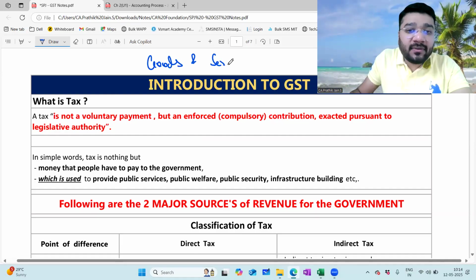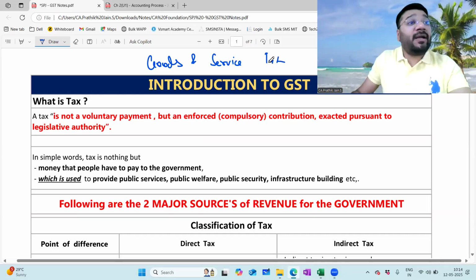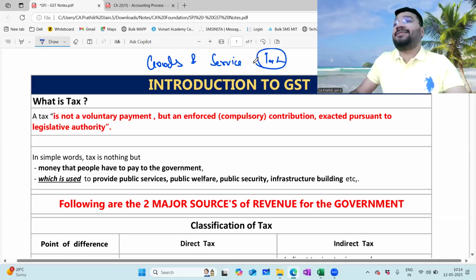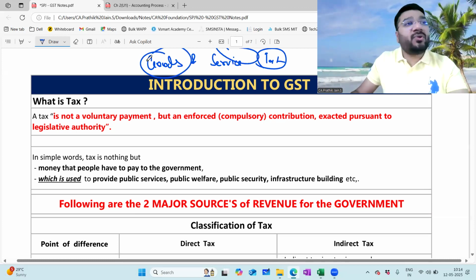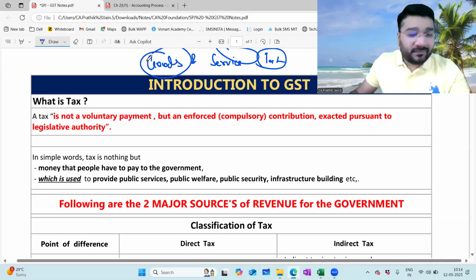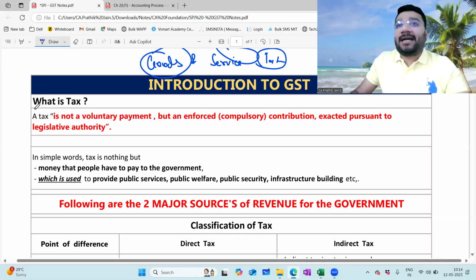Goods and service tax. Before we understand what is goods and what is service, we first have to understand the meaning of tax. All of you are familiar with the terms goods and service, but what is tax here, you have to understand. Are you ready? Can we start? Wonderful. Now, sir, what is tax?